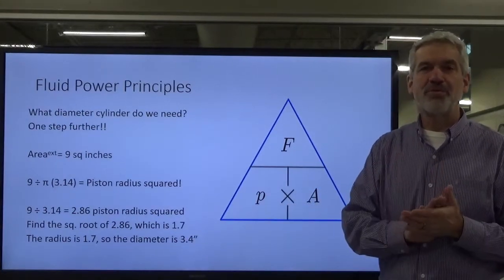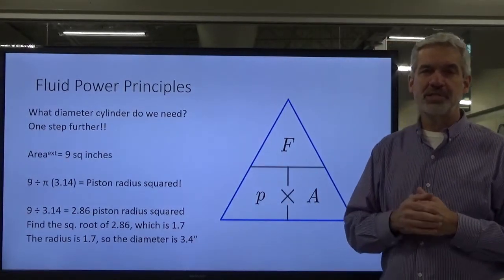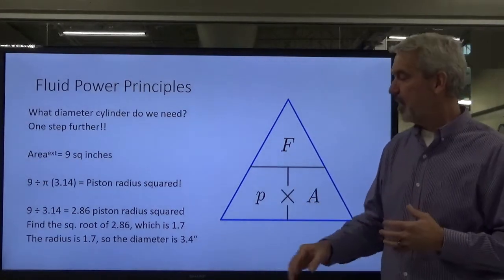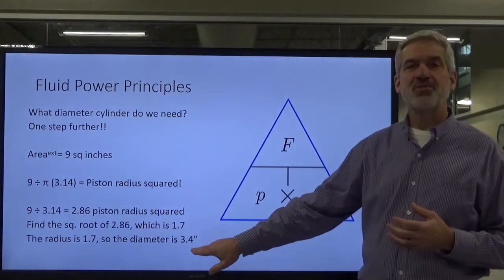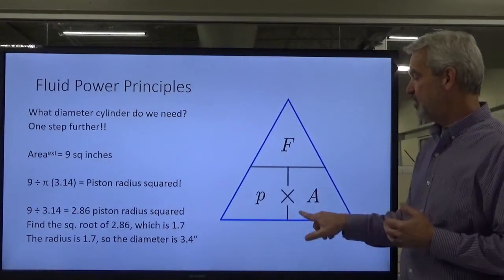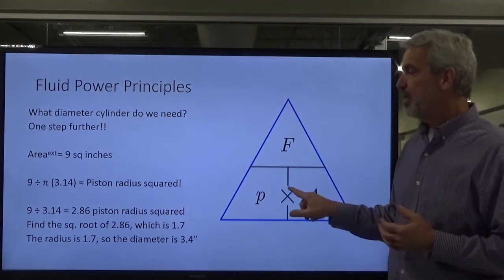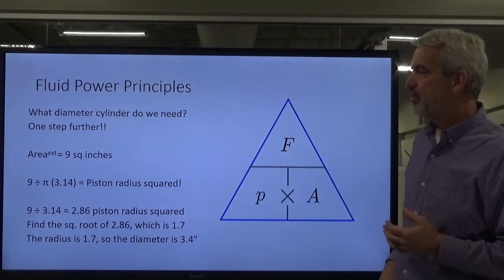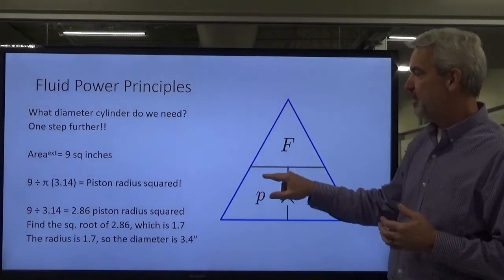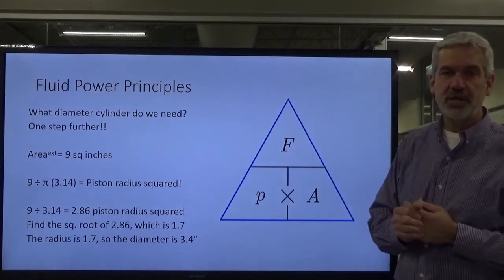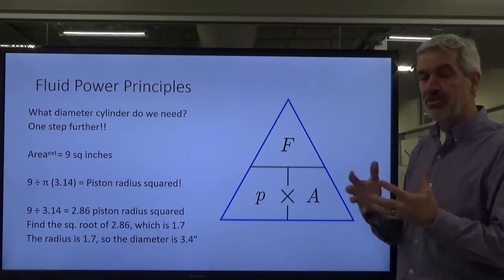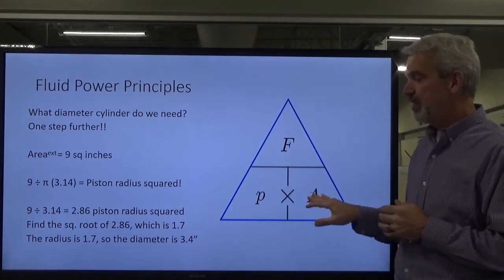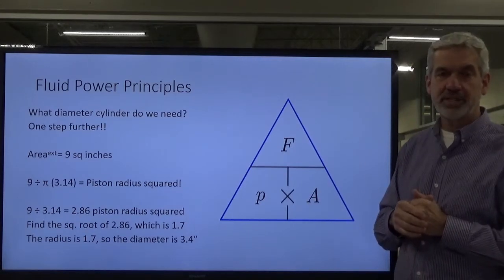It's not going to come in 3.4. We're going to bump it up because it usually comes in half-inch increments: 3 inch, 3.5 inch, 4 inch, 4.5 inch, and so on. Okay, so we're going to bump this up. We're going to need a 3.5 inch diameter cylinder if we're going to apply 400 pounds of pressure, and that will give us the 3,600 pounds of force in this example. We can move that weight with that amount of pressure and that size of cylinder.